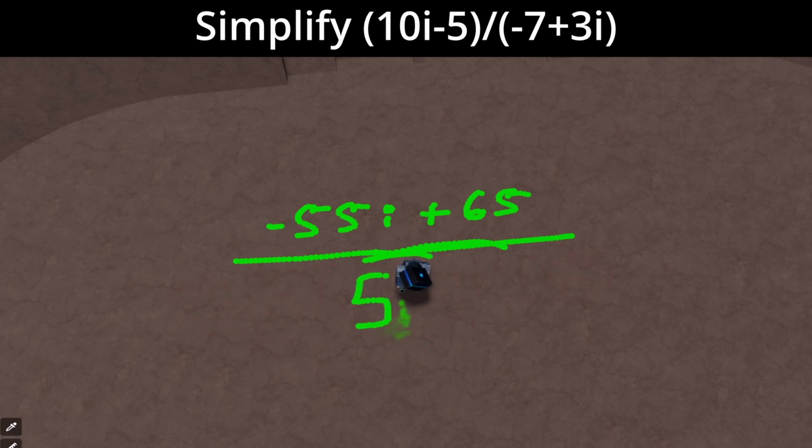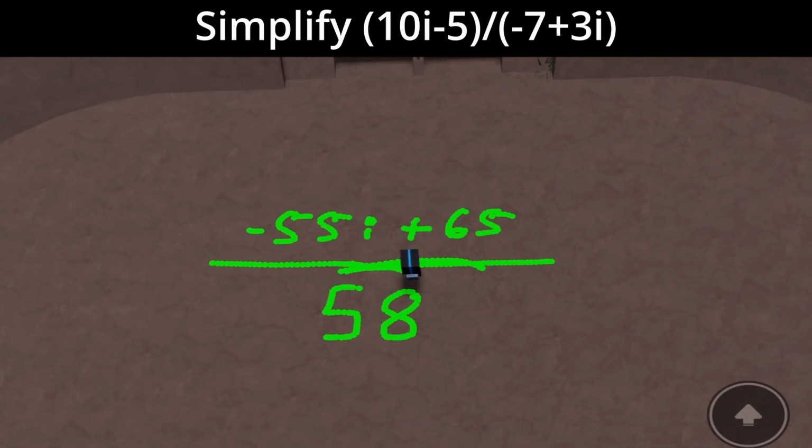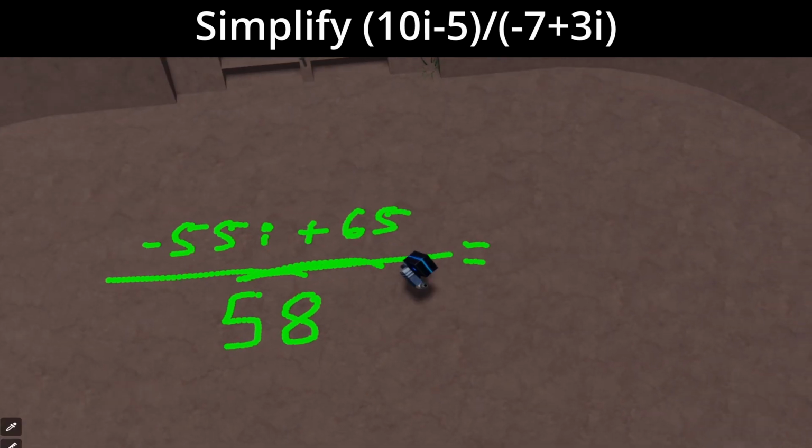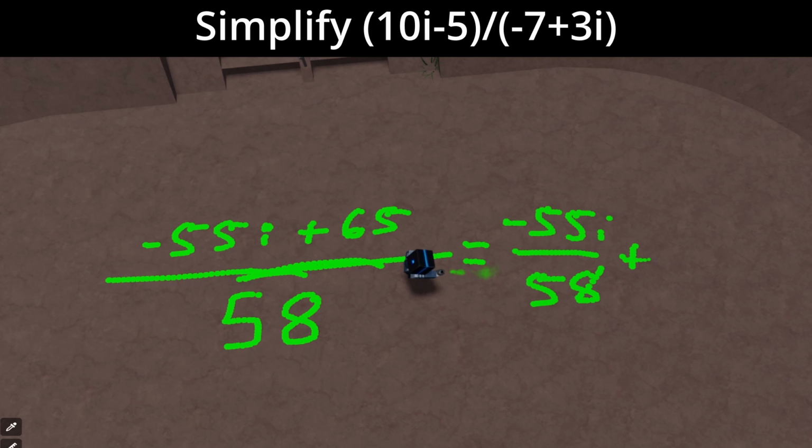So once again, notice how by using a complex conjugate, we were able to eliminate any i's in the denominator. And then now let's just divide this. So if you have minus 55i plus 65 divided by 58, this gets you minus 55i divided by 58 plus 65 over 58. And this is it. This is our answer.